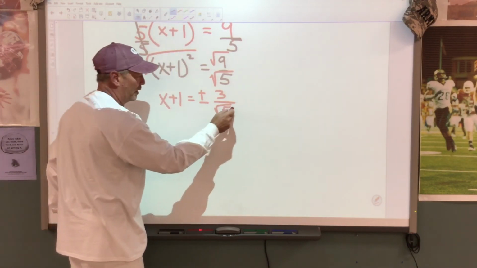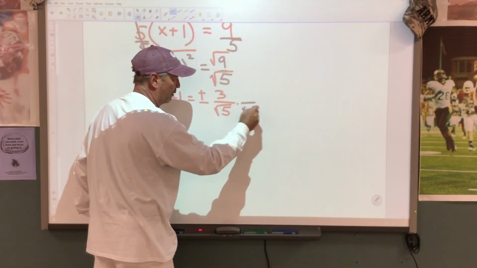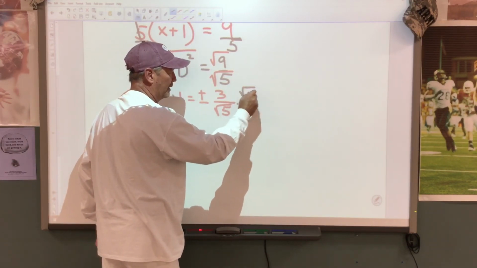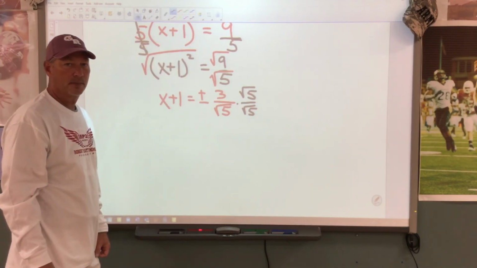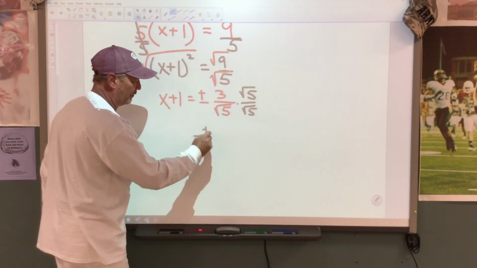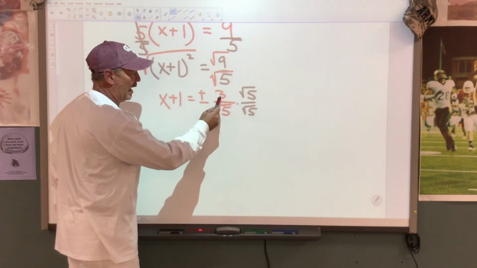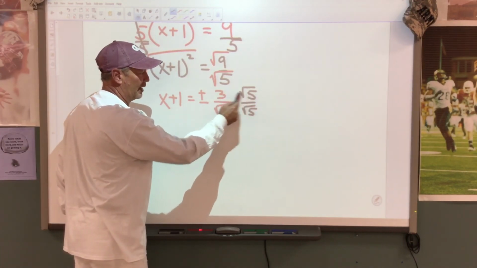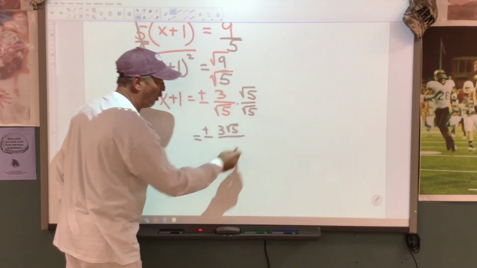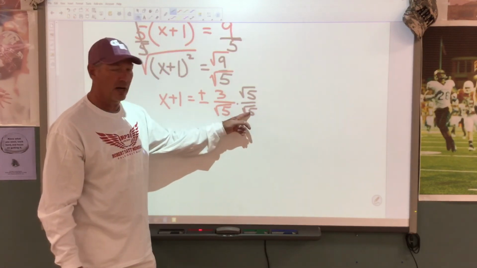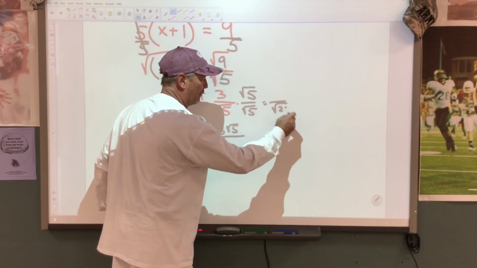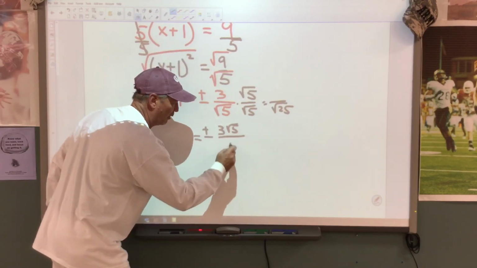We said to get rid of this, we were going to multiply by the square root of 5, and whatever we did at the bottom we'll do to the top. We're going to multiply times the square root of 5. Check this out. This is going to equal plus or minus. Outside stays outside, inside stays inside. That's going to be 3 square roots of 5 over the square root of 5 times the square root of 5. If you remember, that's going to give you the square root of 25, which is a regular 5.